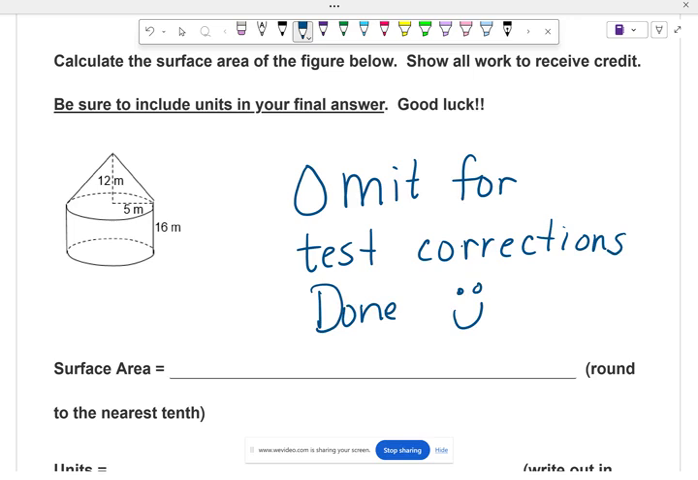All right, if you have any questions, please let me or Miss Odell know. Again, show all of your work so that you can get a really good test correction or grade recovery grade for Unit 8, three-dimensional figures.